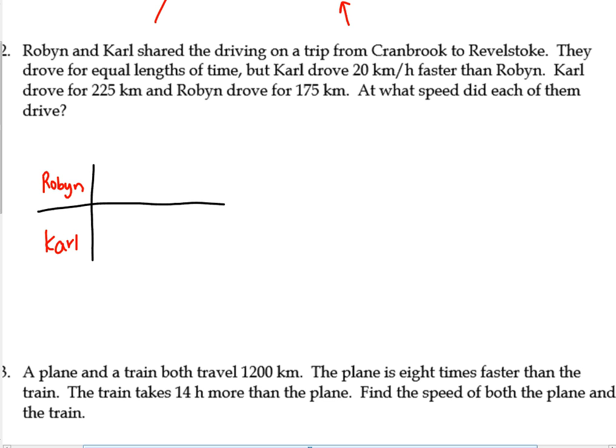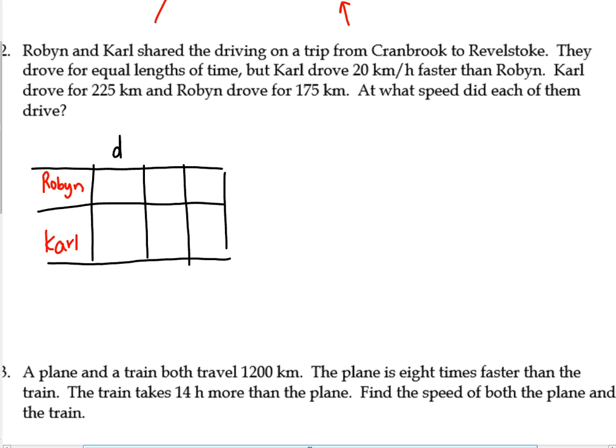What is going to go for my labels on my columns? What are the variables? Distance, which equals velocity times time, right? So d, v, and t. So our first thing is, what are we looking for? At what speed? So we're looking for speed. That's my unknown variable. So we're going to actually use our unknown variable as v.